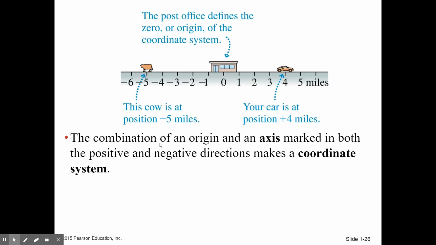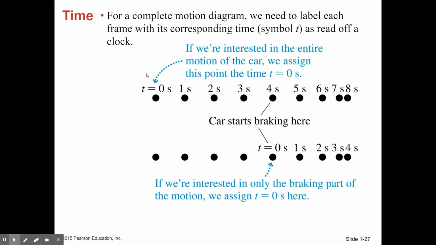So the combination of an origin and its axis marked in both the positive and negative direction makes a coordinate system. This is the x direction. By placing the post office at the origin, that's your 0, 0 mark, right? So this would be 4, 0. This would be negative 5, 0, those kinds of things.